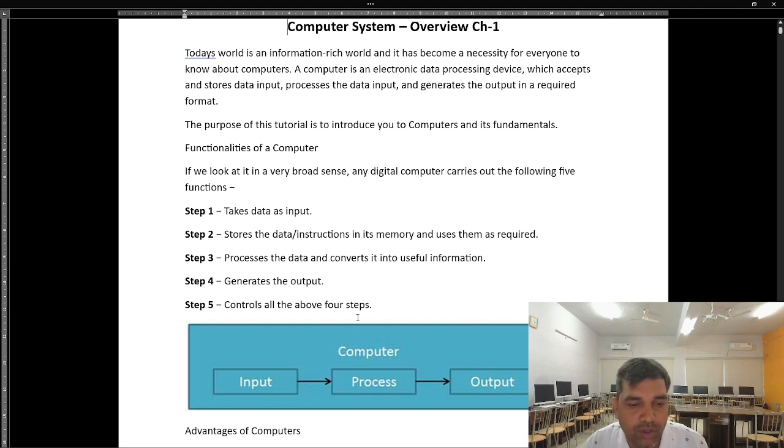And step 5 controls all the above four steps. That is called the control unit. The control unit takes the decision: when the input is received, it provides it to the processor, and when the result is generated, it gives it to the specific output unit. If it is for display, it will give it to the monitor. If it is for audio sound, to the speaker. If it is for a printout, to the printer. And if it is for storing the data in computer memory, in a hard disk, it will give it to the hard disk.